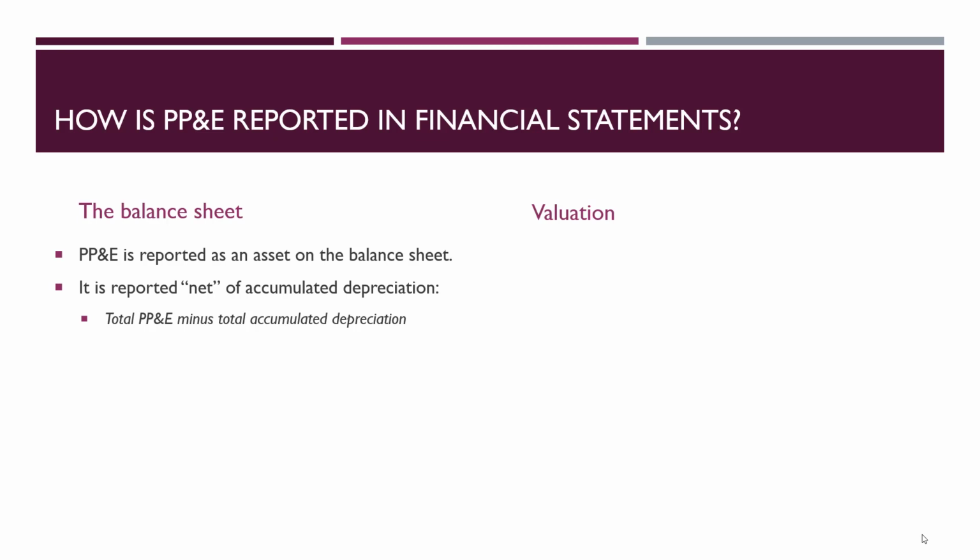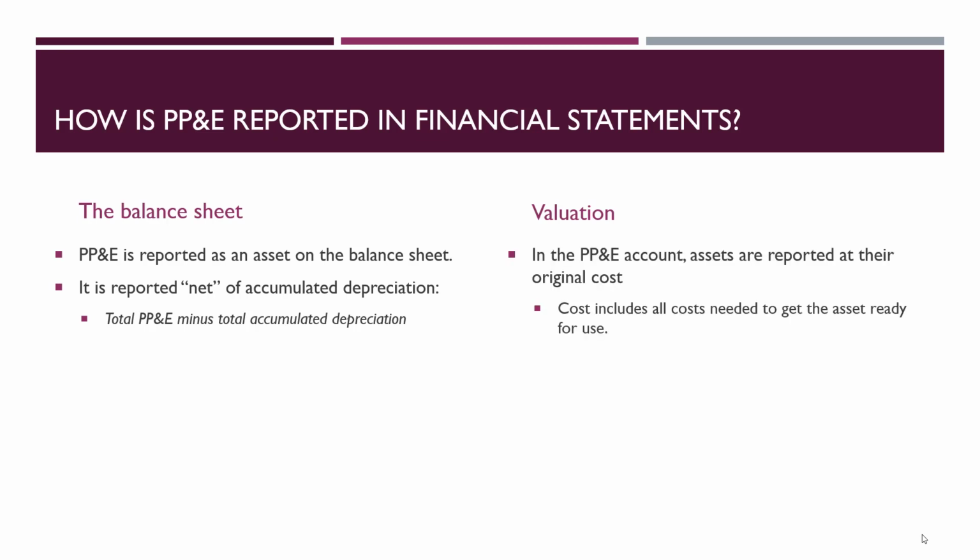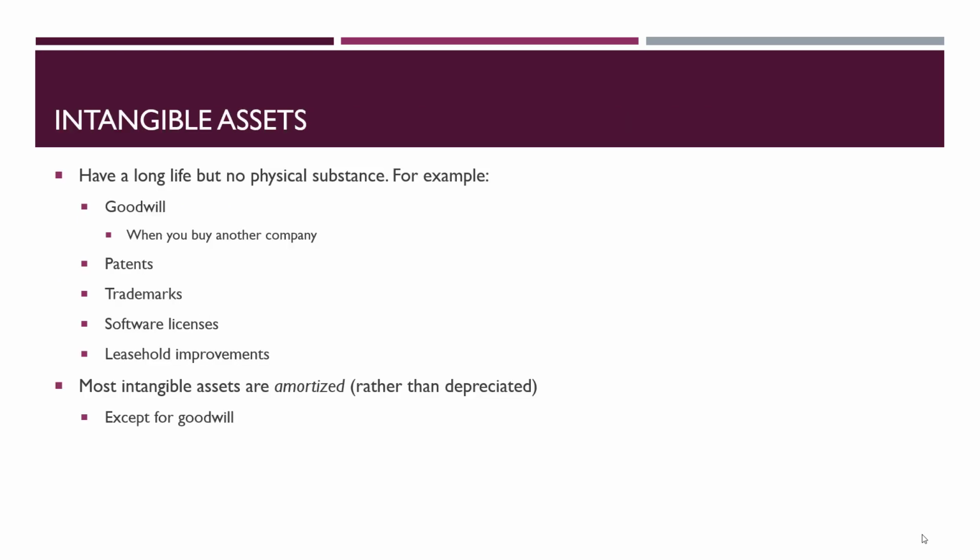As for the valuation of PP&E, assets are always reported at their original cost. So basically what you would do is accumulate their value at cost, and any increases in value would not be recorded. So if the value of your PP&E goes up, in US accounting you are out of luck. And the cost itself is going to include all the costs needed to get the asset ready to go. So that's not only the cost of buying, let's say, a computer, but it might be the cost of shipping the computer to your office or setting the computer up. That would also be included in the cost of PP&E.